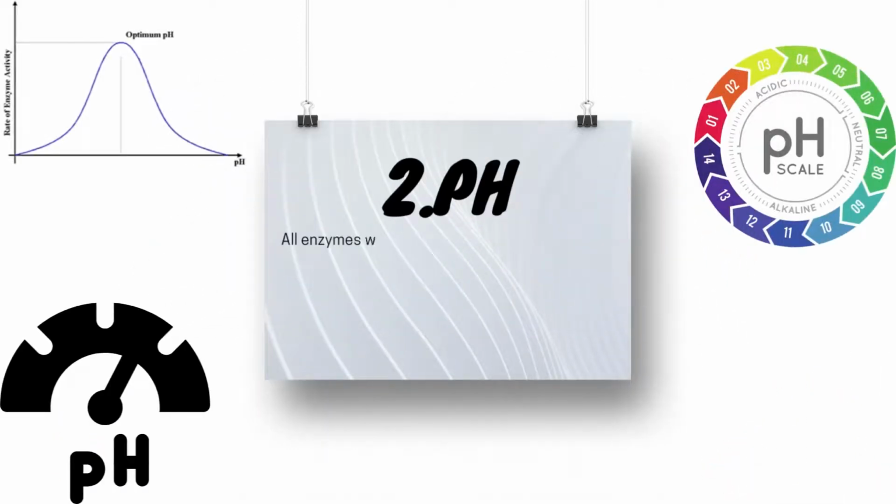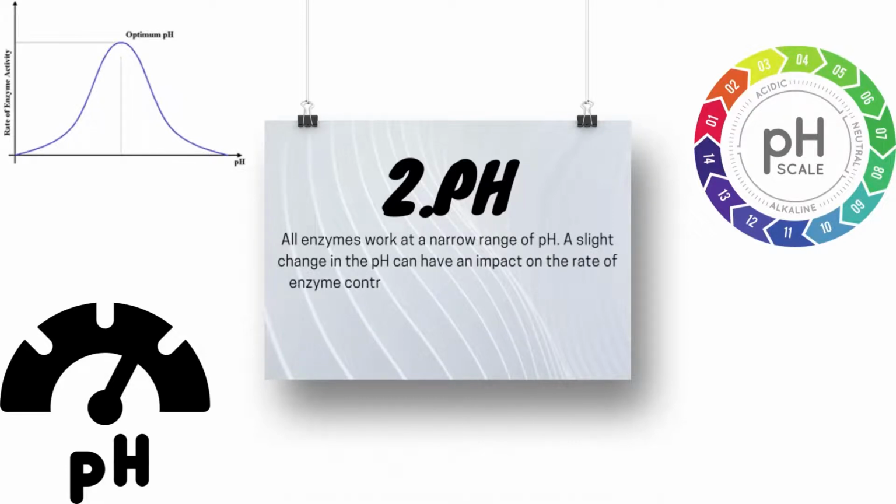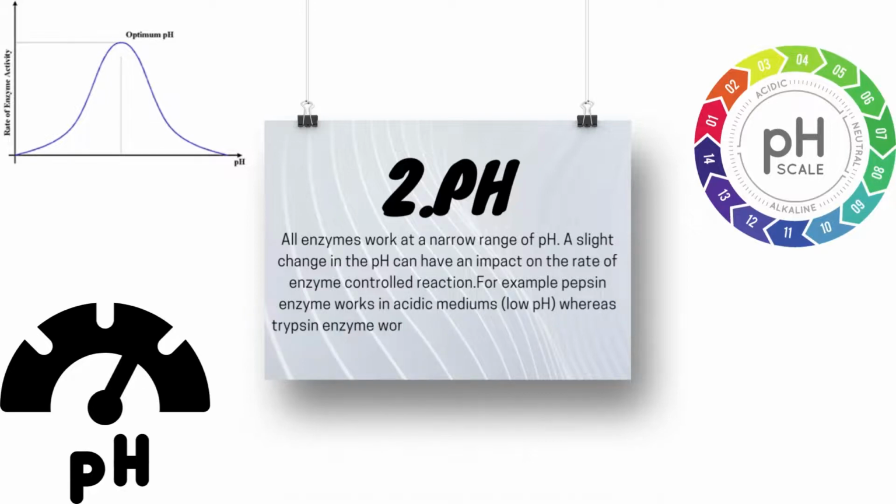pH is the second factor influencing enzyme activity. All enzymes work at a narrow range of pH. A slight change in the pH can have a huge impact on the rate of an enzyme-controlled reaction. For example, the pepsin enzyme works in acidic mediums where you can find low pH values, whereas the trypsin enzyme works best in alkaline mediums where there is a higher pH.